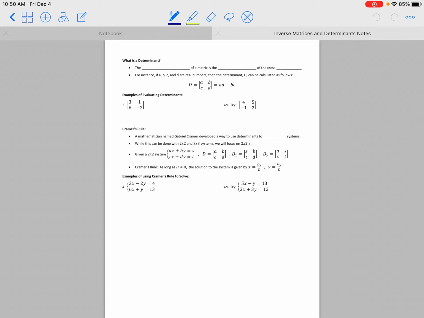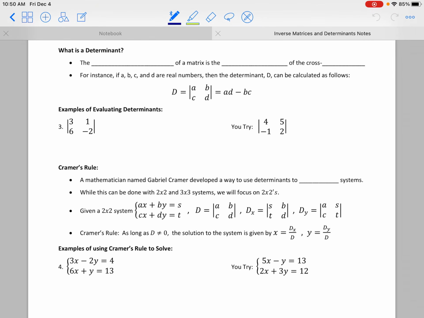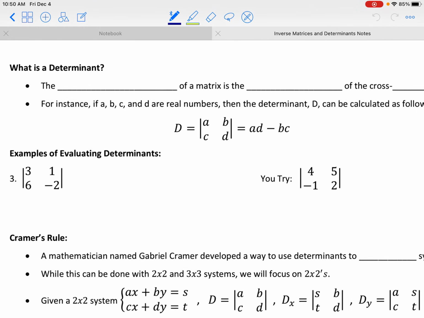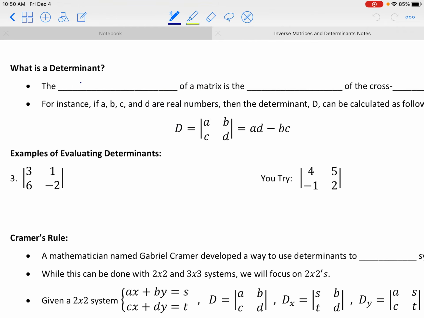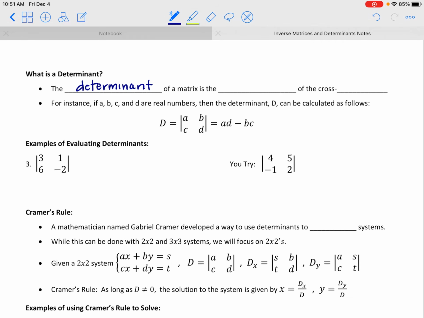Now, the second obscure way we can use to solve a system is with determinants. You're going to like this better. I saved the easier one for last. So using a determinant, the determinant of a matrix is the difference of the cross products.